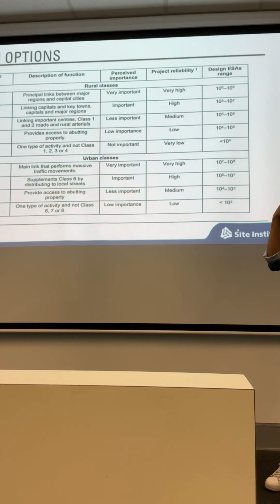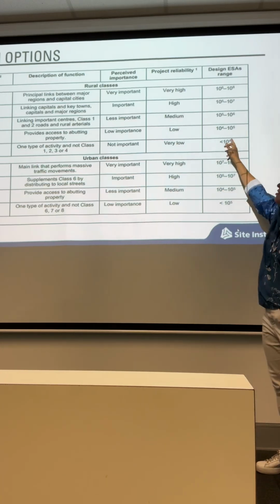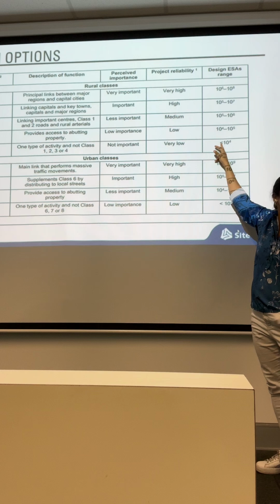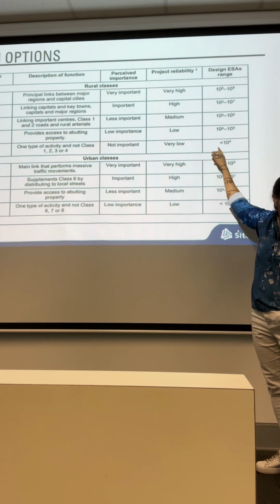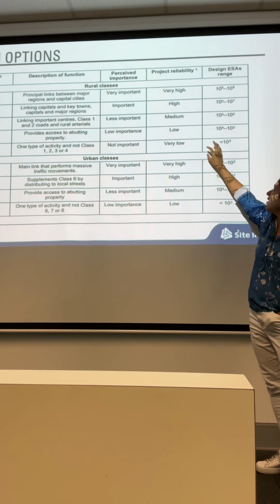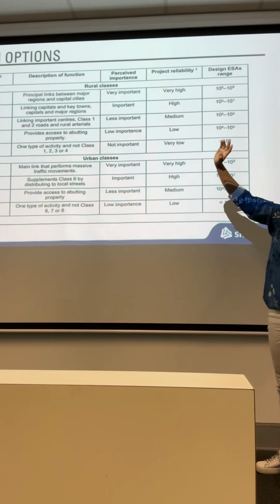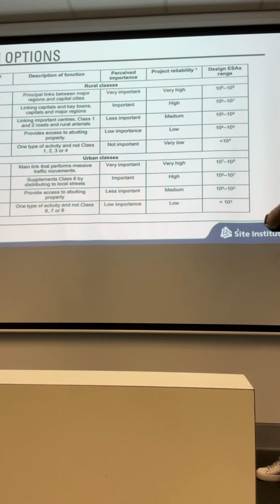And that's what we are going to do next week. Tomorrow we are going to learn how to find out this number, to know how many vehicles are going to be passing. And if I know this number, I will be able to decide which pavement I'm going to use and then design my pavement, right?